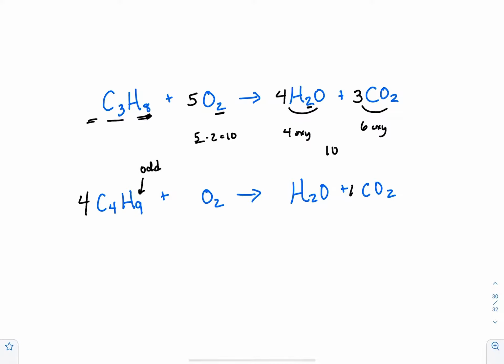So now I've got 16 carbons and I've got 36 hydrogens, which is 18 hydrogens. So now when I do it, I've got 18 oxygens and I've got 32 oxygens, that gives me a total of, looks like 50 oxygens. Whoa, that's a lot. So that would need to be a 25 in front for me to be 50.